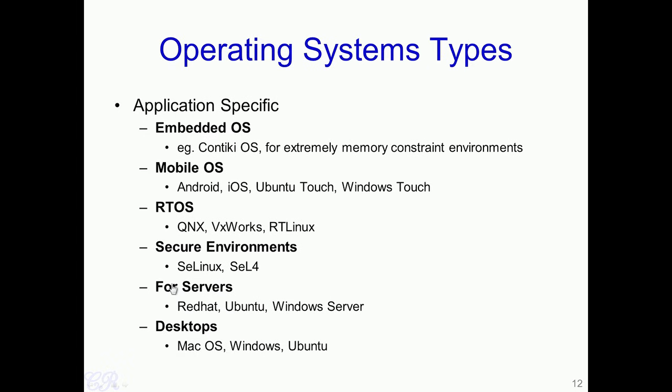So, the other classes of operating systems which you are quite familiar with are those used for servers and desktops, such as Red Hat, Ubuntu and Windows Server OSs, while desktop operating systems are for example, Mac, Windows and Ubuntu. So, while these two operating systems have several features which are similar, there may be subtle differences in the way the OS manages the various applications running on it.